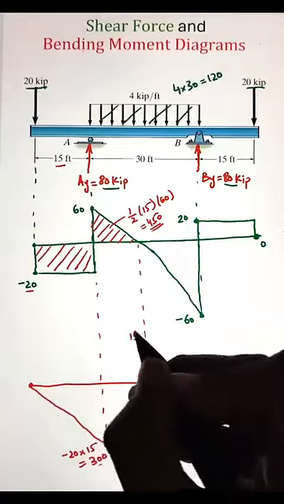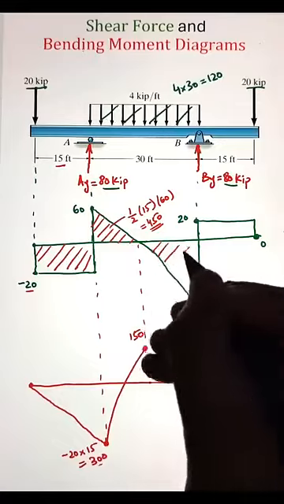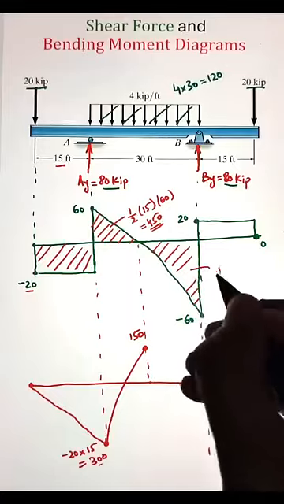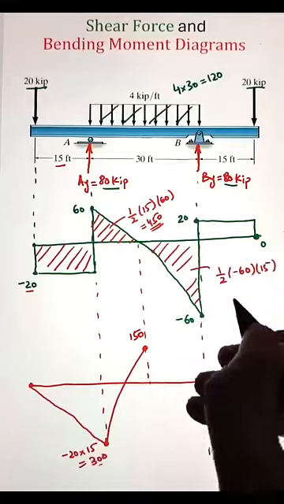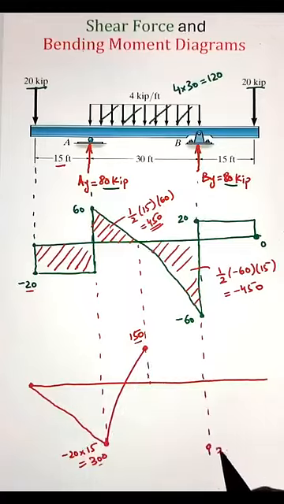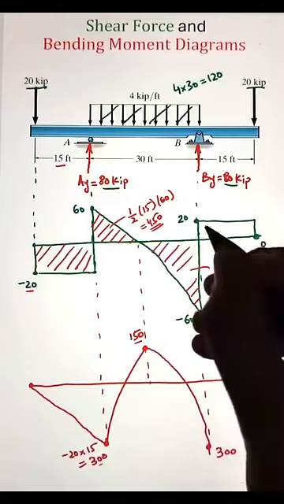Next, we have to figure out the profile. Since we have a linear profile in the shear force diagram, integrating that will give us a quadratic profile for the moment diagram. Similarly, calculating the area of the triangular zone next to it, it comes to negative 450. So our moment diagram will jump down from 150 to negative 300. The profile again will be quadratic since we have a linear profile on the shear force diagram.